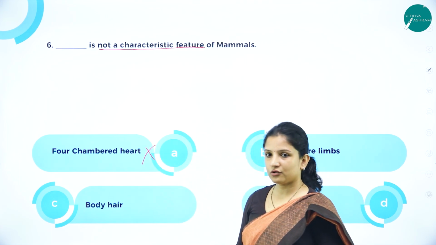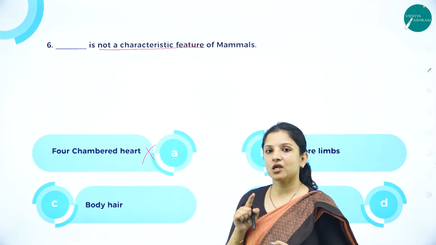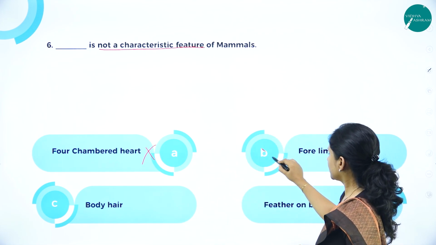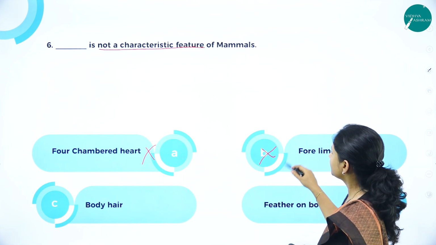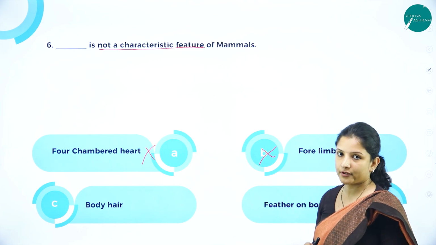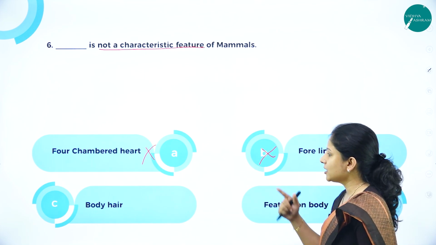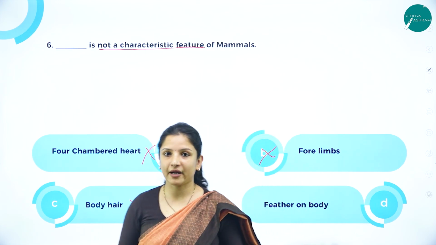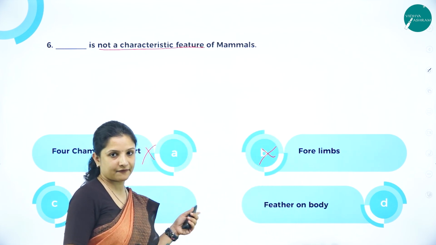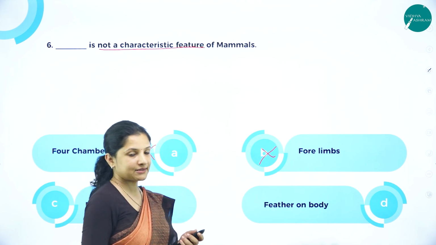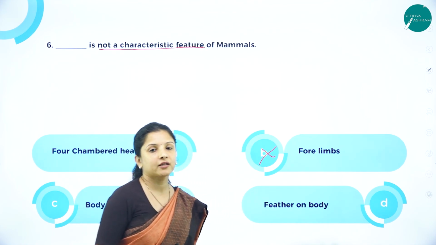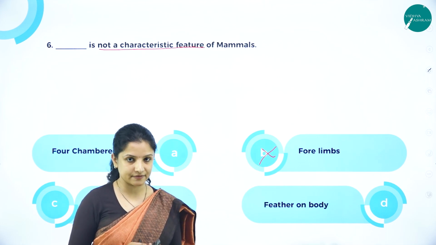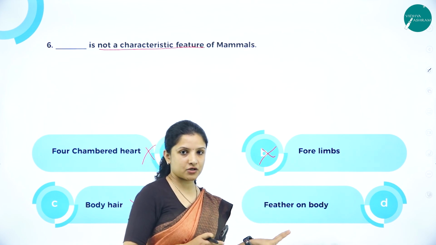Not the right answer, because mammals have a 4-chambered heart, 2 auricles, 2 ventricles. 4 limbs is not the right option here, because mammals do have 4 limbs. Body hair, mammals' body is covered by hair, so therefore it is a characteristic feature. We can't choose option C as well. Feathers on body. Feathers on body is the characteristic feature of birds that come under class Aves. So it is not a characteristic feature of mammals.